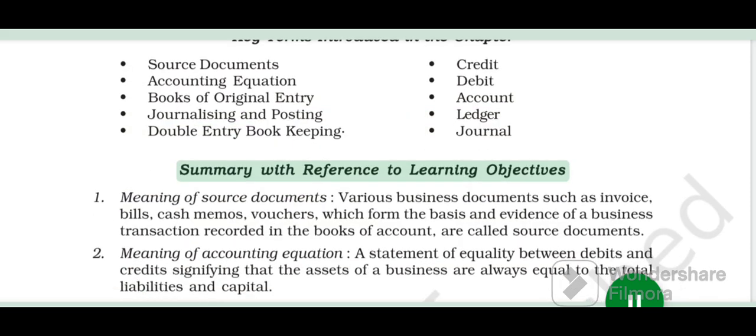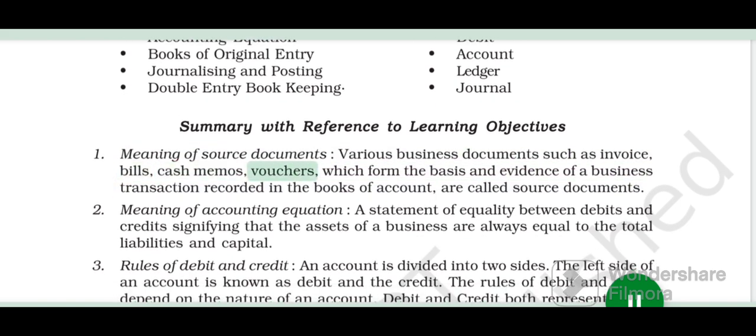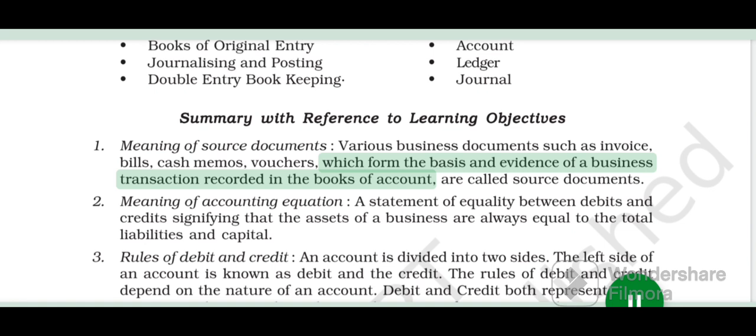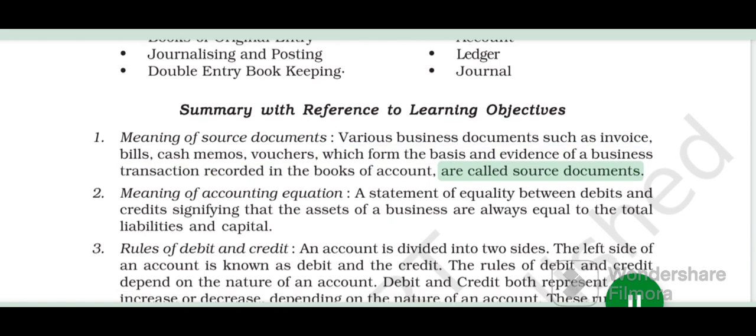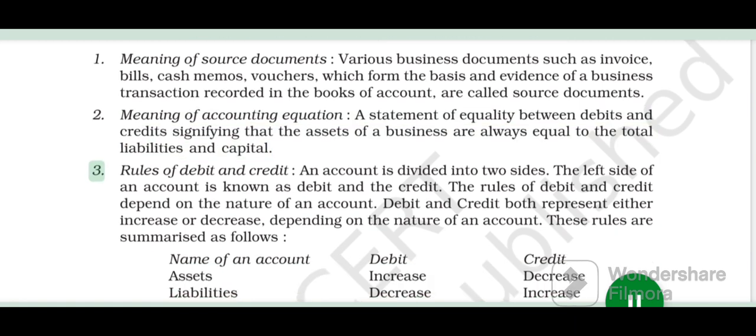Summary with reference to learning objectives. 1. Meaning of source documents. Various business documents such as invoice, bills, cash memos, vouchers, which form the basis and evidence of a business transaction recorded in the books of account, are called source documents. 2. Meaning of accounting equation. A statement of equality between debits and credits signifying that the assets of a business are always equal to the total liabilities and capital.